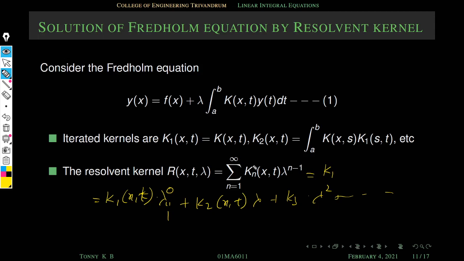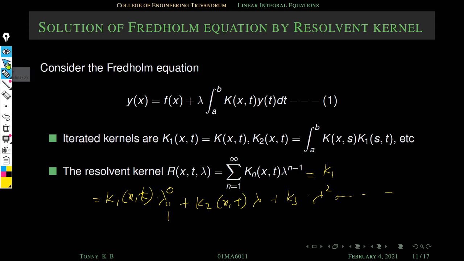This resolvent kernel method is applicable only when this infinite series is convergent, or when this series has a closed form. Then only we can find y of x. Anyway, we will see such problems. So this is called the resolvent kernel.